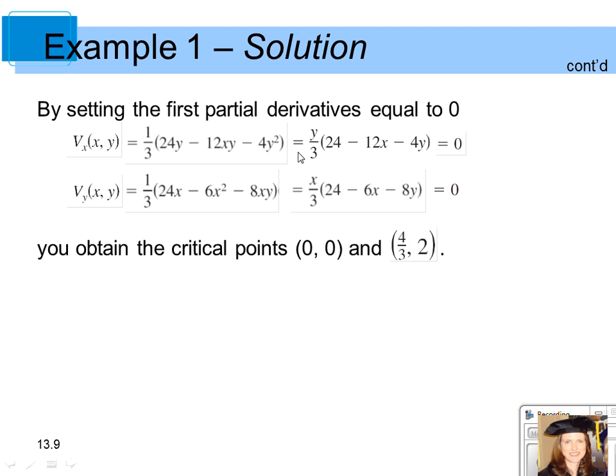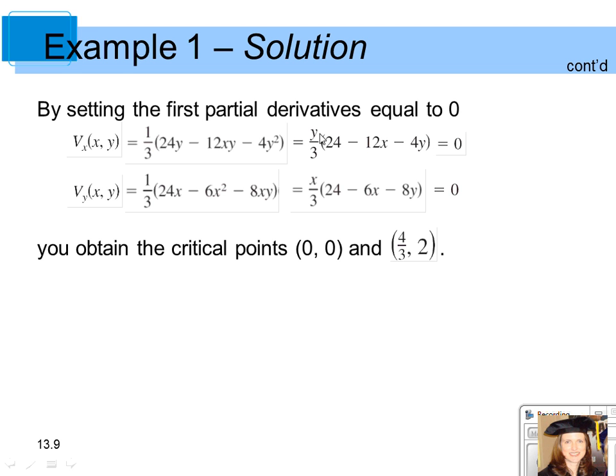Now, if you have two factors that are multiplied together to equal 0, either the first factor equals 0 or the second factor equals 0. If you set y over 3 equal to 0, you get 0. And if you set x over 3 equal to 0, you get 0. That's one of our critical points.